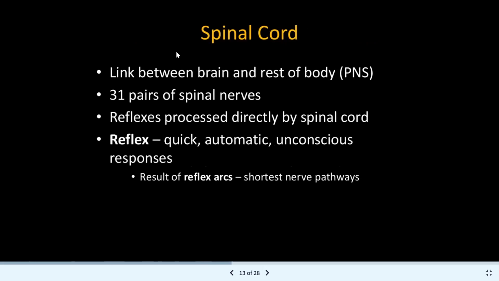Reflex is a quick, automatic, unconscious response. So it is the reflex. The result of a reflex is the shortest nerve pathway. So this is the part of the spinal cord.